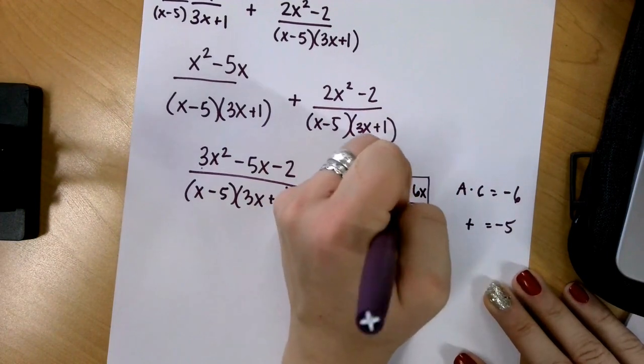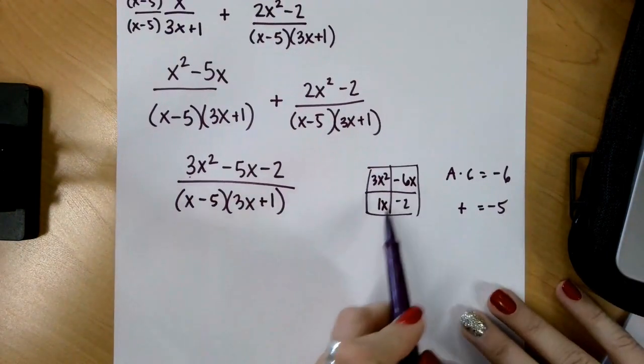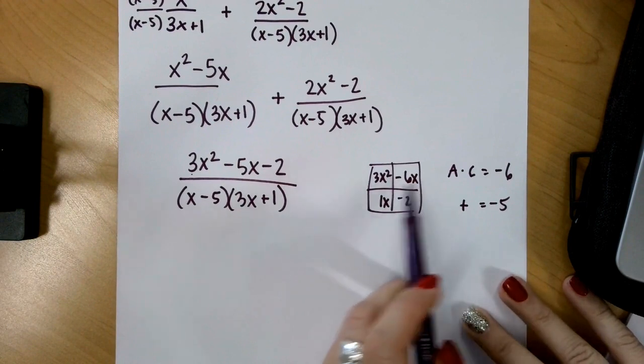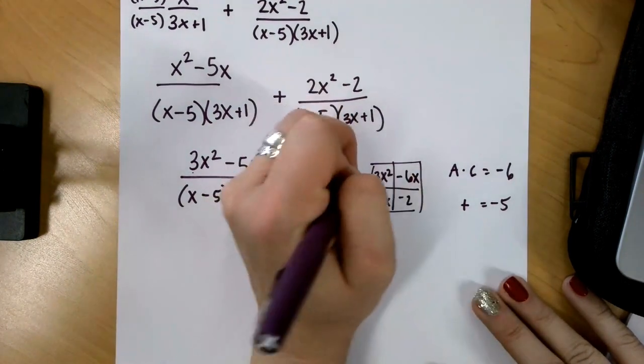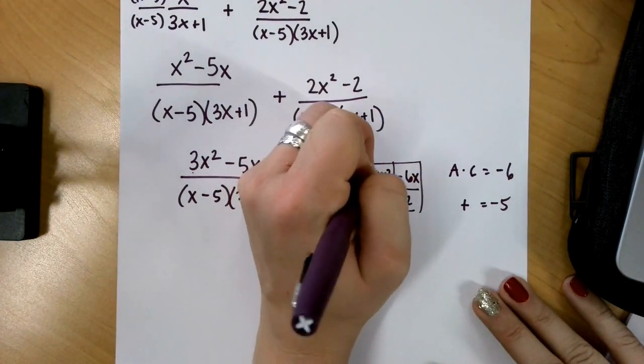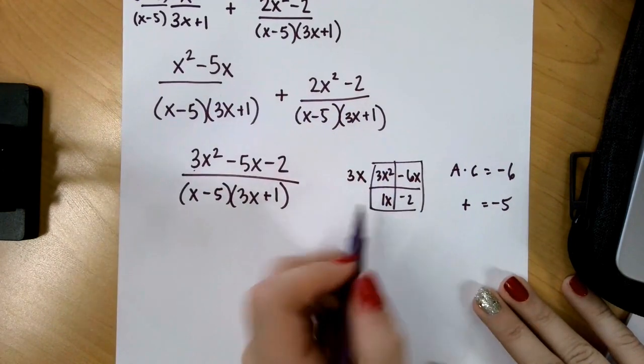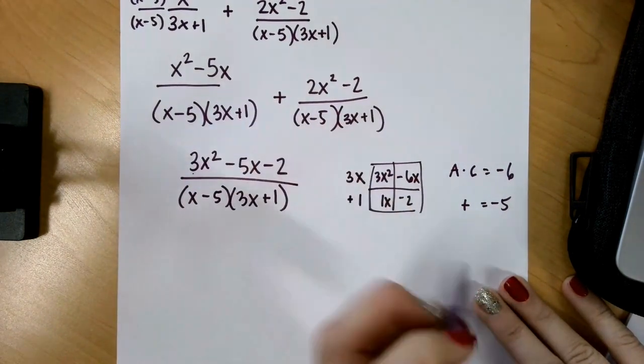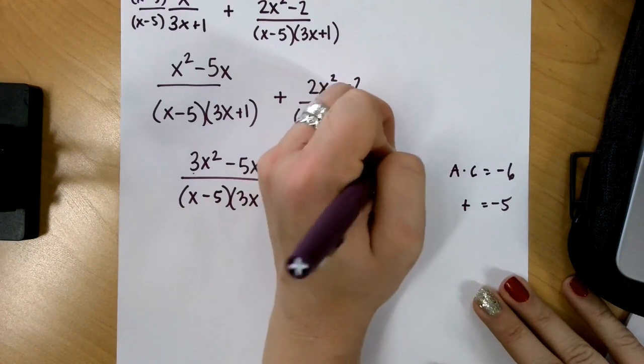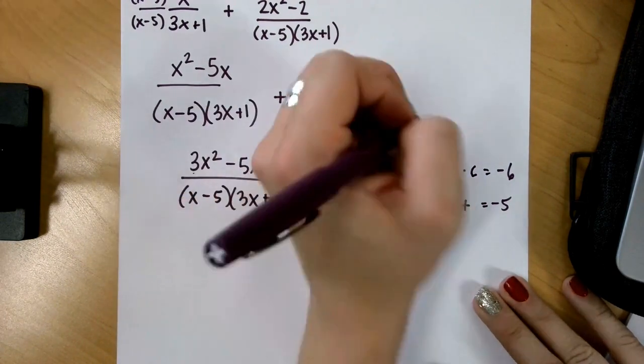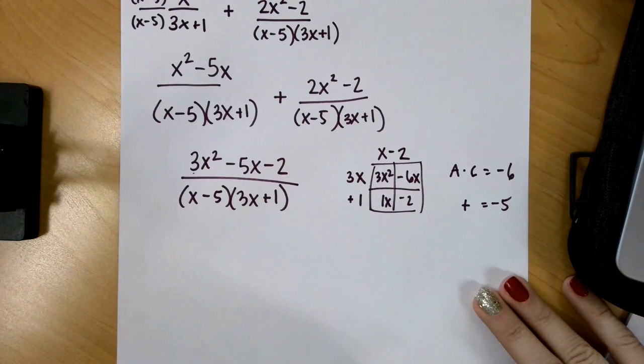Put my x's in there. Do not forget your x's. I'm seeing a lot of people forget those. Okay, now let's find what's in common. So I have 3x here, plus 1 here. I've got x here and minus 2 here.